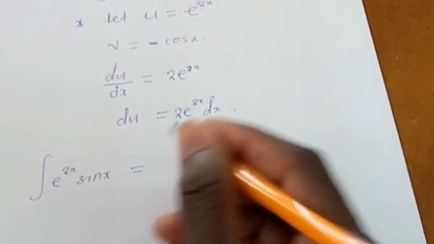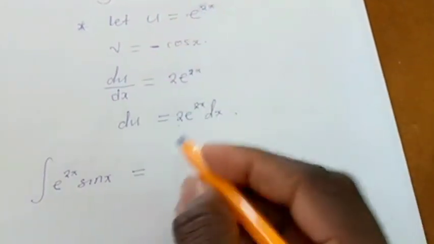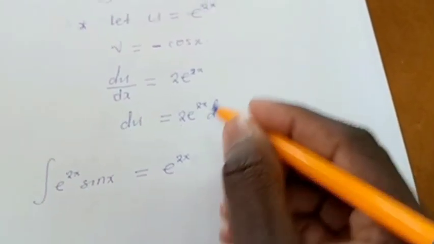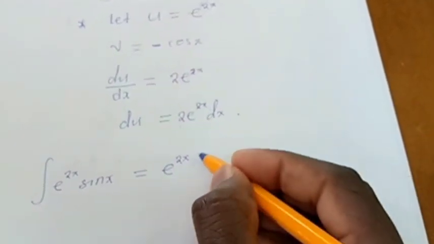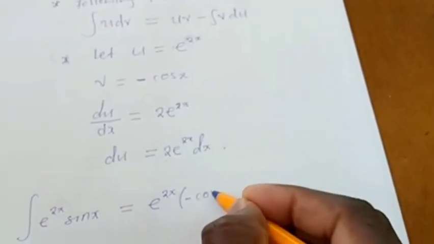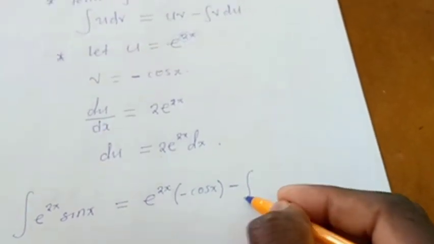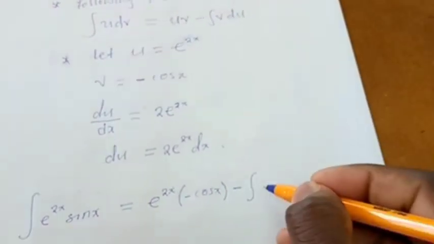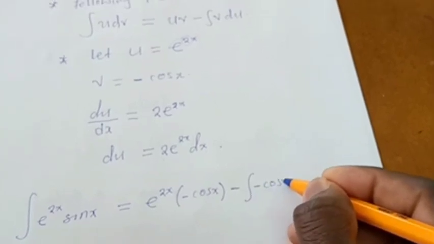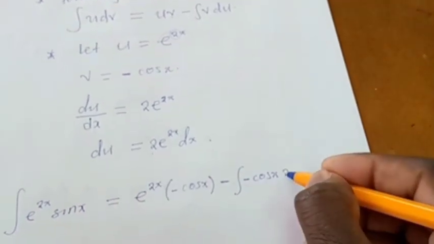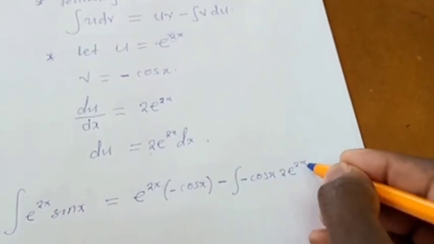This is going to be equal to, here what is my u? I said e to x to be my u. For v, I got negative cos x, I close, say minus integral of what is my v, which is negative cos x. Then where there is du, I said you have to replace with this one, which is 2e to x dx.